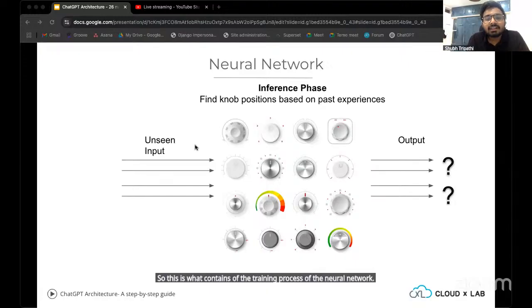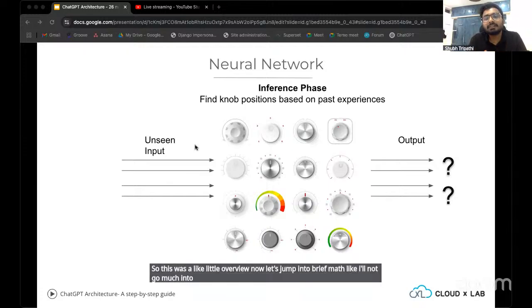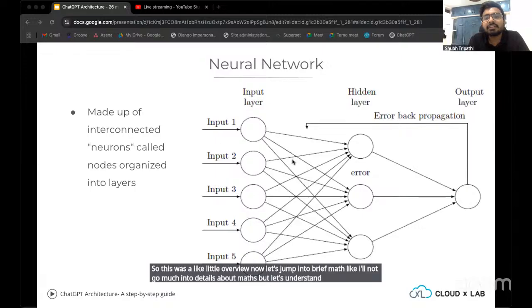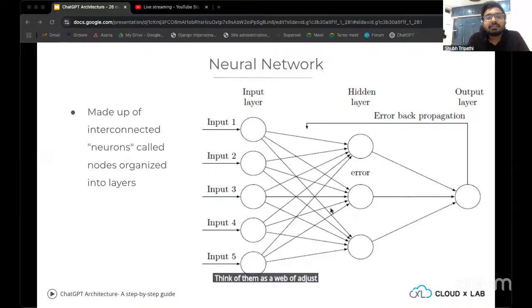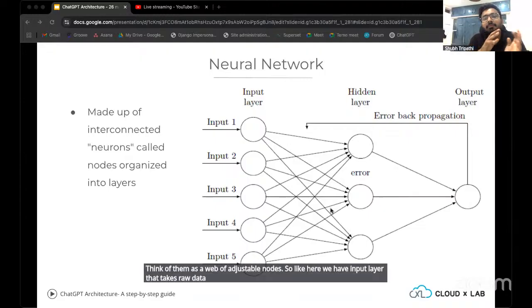So this was a little overview. Now let's jump into brief maths. I'll not go into much detail about the maths, but let's understand what is exactly happening. At its core, neural networks are made up of interconnected neurons, which are mathematical nodes organized into layers. Think of them as a web of adjustable nodes. We have an input layer that takes raw data, then hidden layers which process patterns and learn from data.